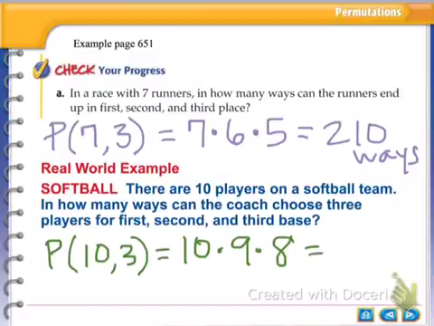Now it's not always going to be choose 3. It just so happens in these examples that it is. Okay, so when I multiply that, I get 720 ways. You wouldn't think that with 10 players there would be so many different ways to choose first, second, and third base, but there actually are.